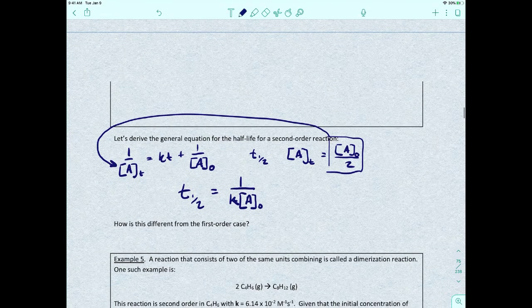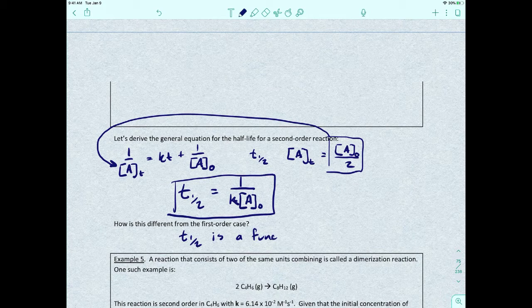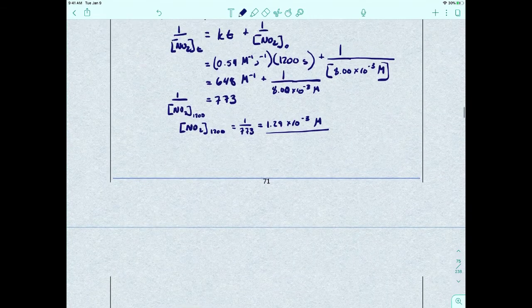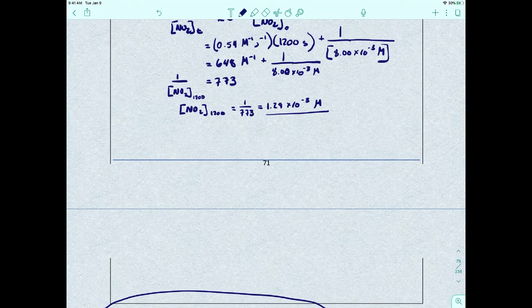Now, how is this equation different from the first order case? Keep in mind that the half-life is a function of the initial concentration of your reactant. That's how this is different. Last time, all we needed was the rate constant. Now you've got a concentration that you have to deal with. So now that we have that expression, we can use it to figure out the half-life.